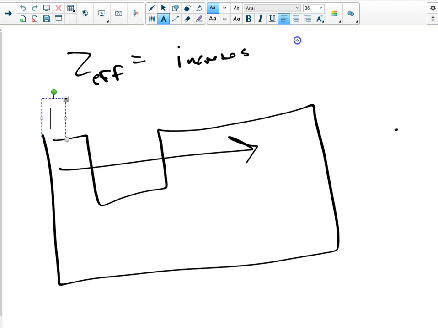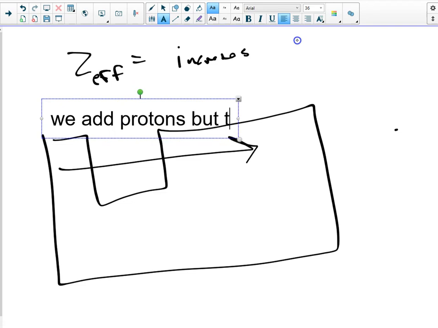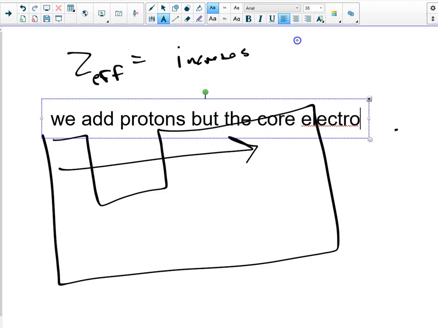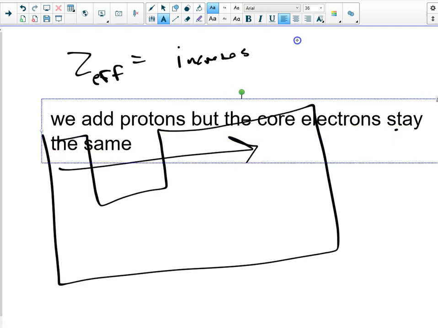So, why does Zeff increase as we move? It's because we add protons, but the core electrons stay the same. There's your answer on the test. That's the why. And the why is very important. You're going to have to explain all these. They're going to be worth 5 points for each question. Telling me the trend is 2, telling me why the trend is 3. So you with me? Zeff increases as we go from left to right because we add protons but the core stays the same.